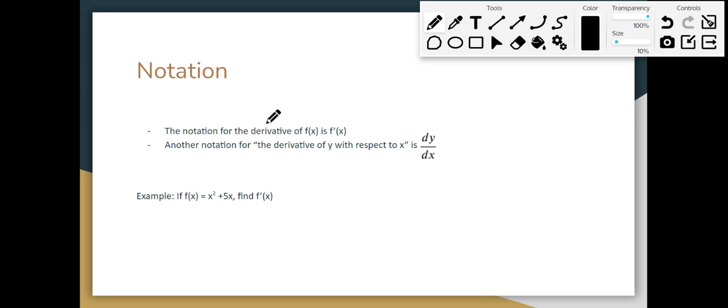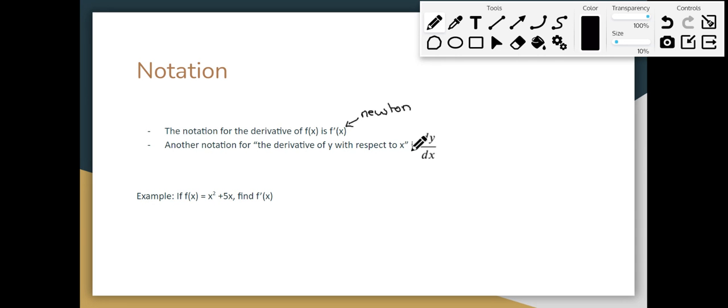So because calculus was created by two different people at the same time, we have two different notations for derivatives. The derivative of f of x is f prime of x. This was created by Newton. He was the one who came up with this notation. Sometimes we get a question that says if f of x equals x squared plus 5x, find f prime of x. This is just a way of asking for the derivative.